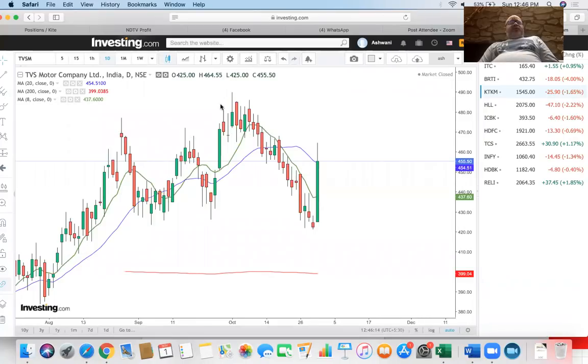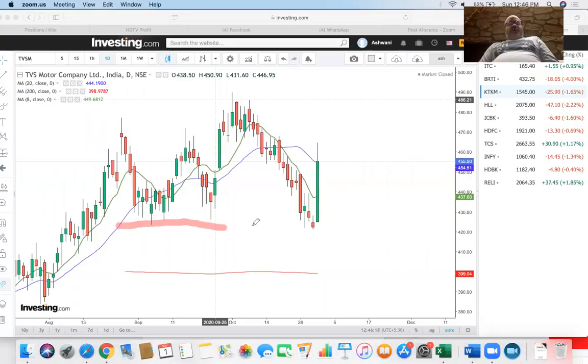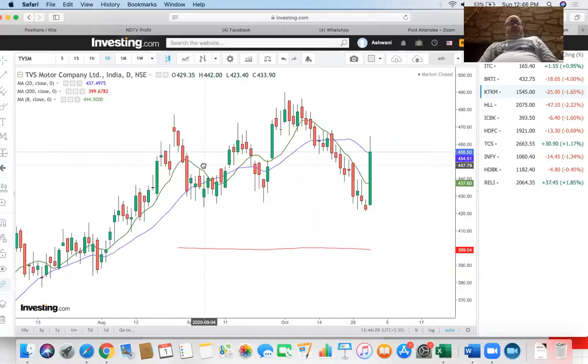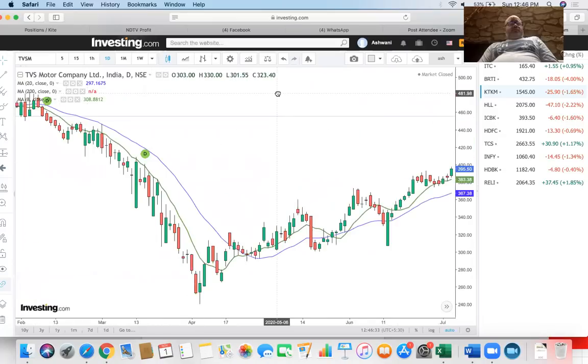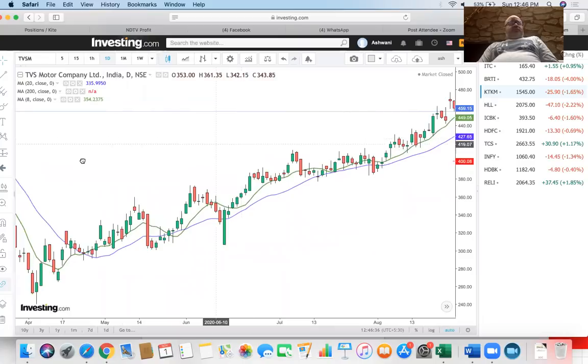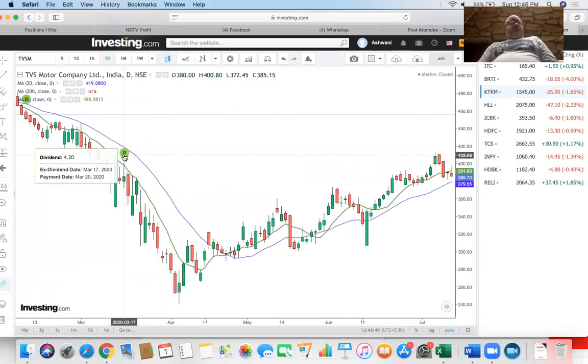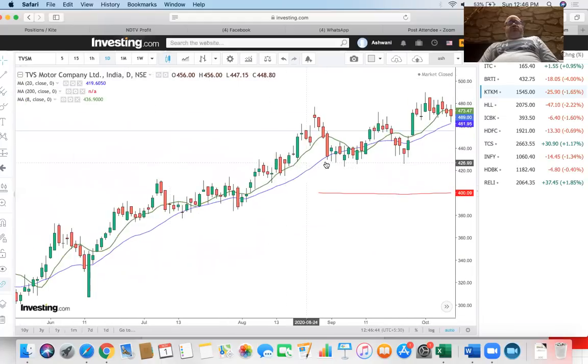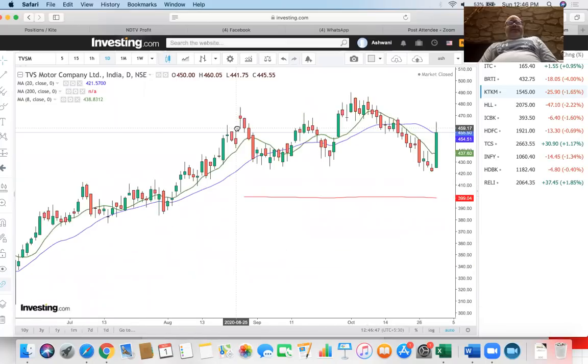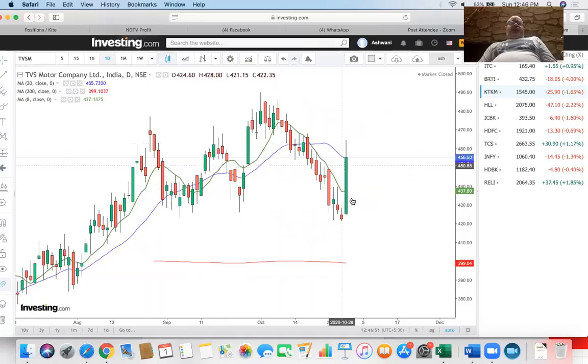Now in this TVS Motor, you have strong support here. Also, if you go back, you are in a fairly decent uptrend. Now, this kind of a bar often has follow through, particularly after a decline. I would think TVS Motor first target is about 490, and then maybe even 560 is possible.